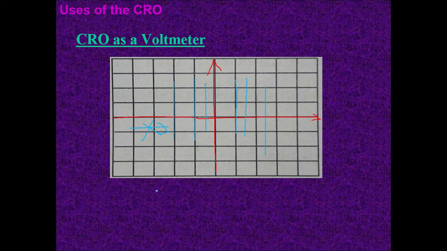The formula that we are using is: voltage is equal to displacement multiplied by sensitivity. Sensitivity is what we spoke about with the Y gain knob. The level of sensitivity is selected using the Y gain knob.